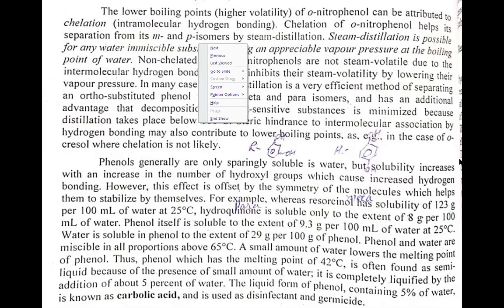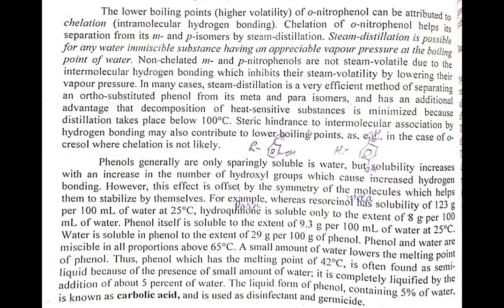We can separate the ortho isomer by steam distillation, but meta and para isomers cannot be separated by steam distillation because their boiling points are high. The boiling point of the ortho isomer is low, so it can be separated by steam distillation. But meta and para isomers, due to intermolecular hydrogen bonding, cannot be separated by steam distillation.